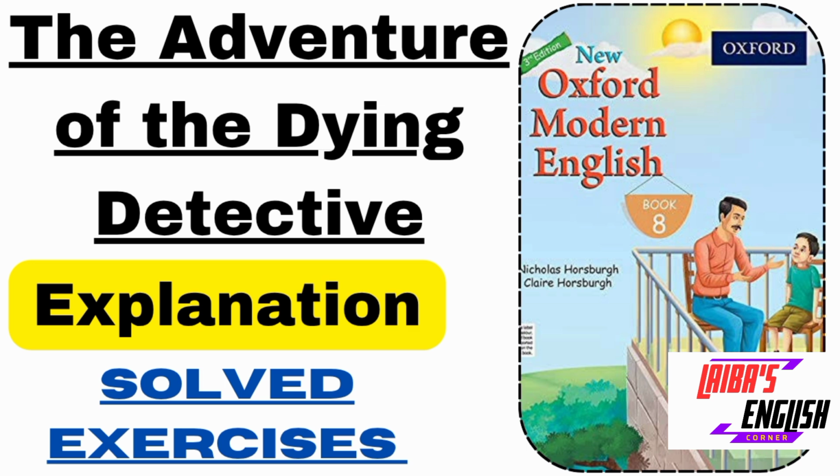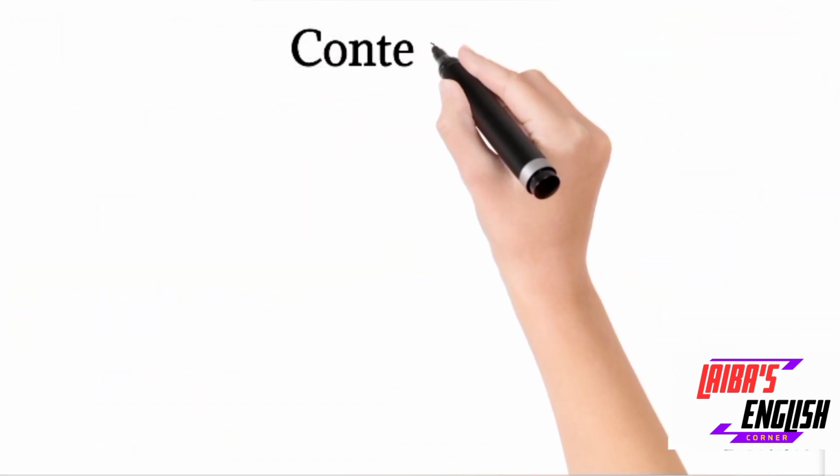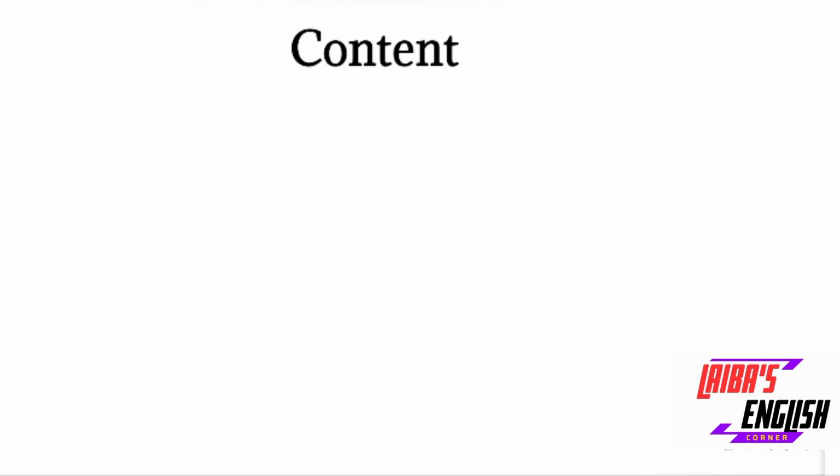In our today's video, we are going to discuss another chapter of New Oxford Modern English Book 8 Edition 3. And the name of the chapter is The Adventure of the Dying Detective. First of all, we will discuss the content which we are going to discuss in this video. So after knowing the content, it will be very easy for you to see what are the things which we are going to discuss in this video.